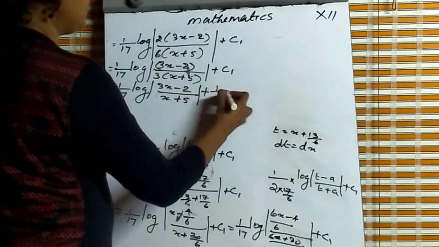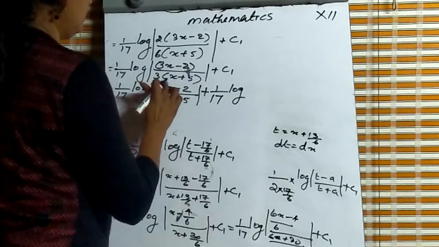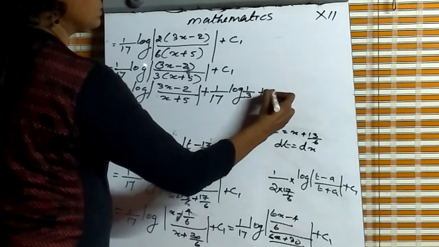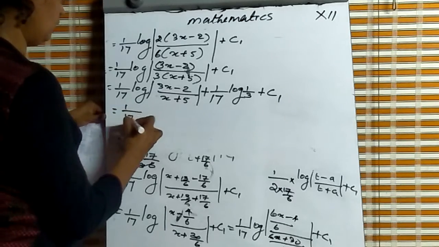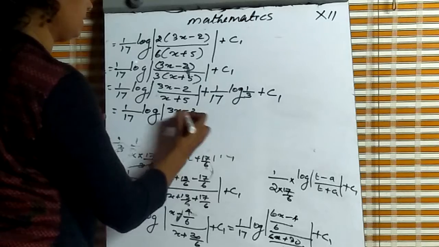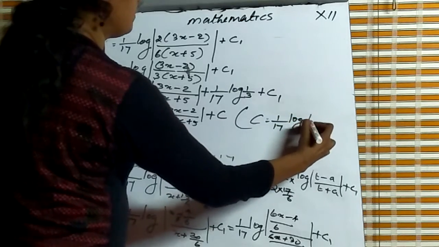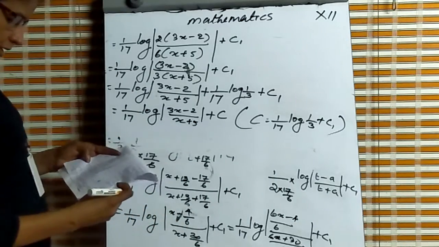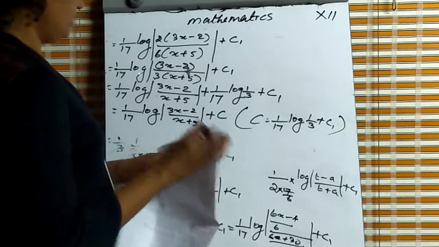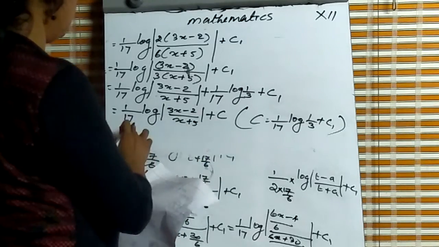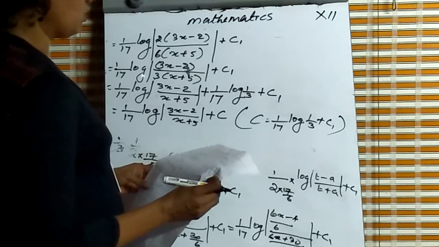plus 1 by 17 into log 1 by 3. This is 3x minus 2 by x plus 5 plus 1 by 17 into log 1 by 3 plus c1 is equal to 1 by 17 into log absolute value of 3x minus 2 by x plus 5 plus c, where c is equal to 1 by 17 log 1 by 3 plus c1. So our answer is 1 by 17 log 3x minus 2 by x plus 5 plus c, where c is equal to c1 plus 1 by 17 log 1 by 3.